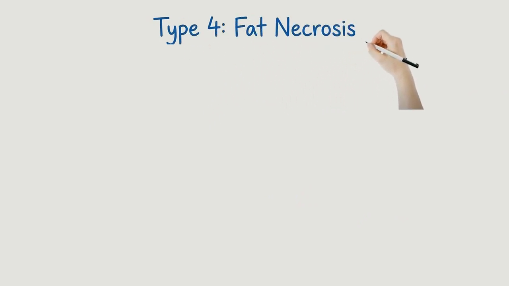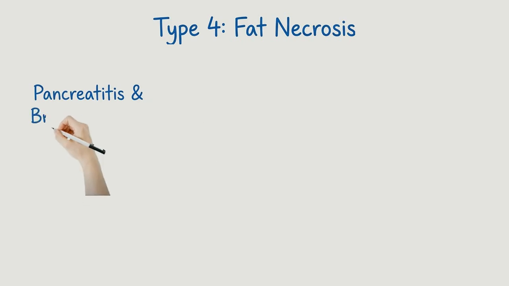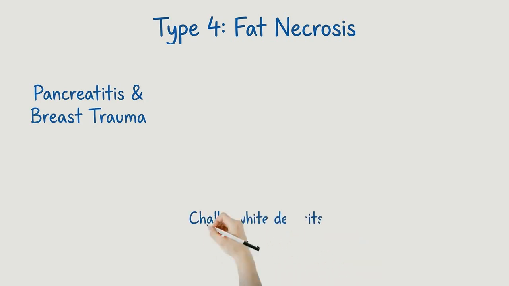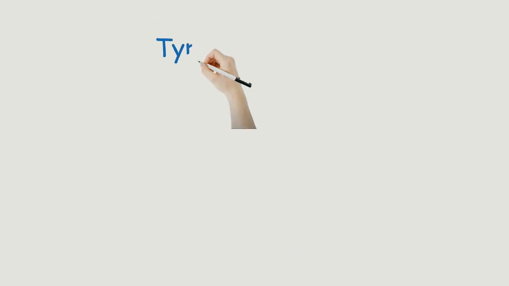Type 4 is fat necrosis. There are 2 settings: acute pancreatitis and breast trauma. In pancreatitis, activated pancreatic lipases escape the gland and digest peripancreatic fat. This releases free fatty acids, which bind calcium in a process called saponification. The result is chalky white deposits. This is also why acute pancreatitis can cause hypocalcemia. In breast trauma, fat cells rupture and undergo the same saponification process.